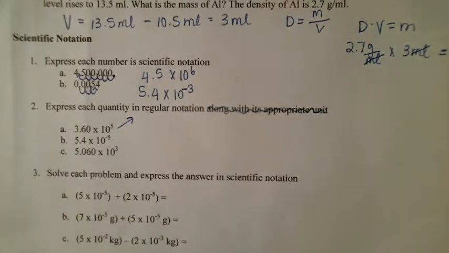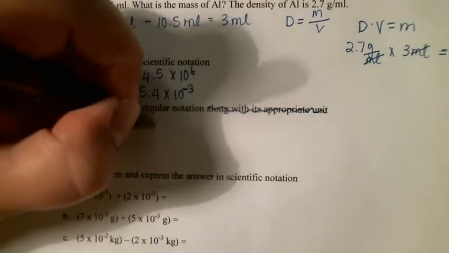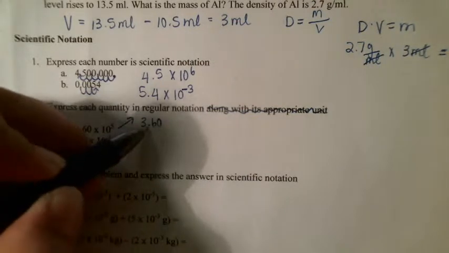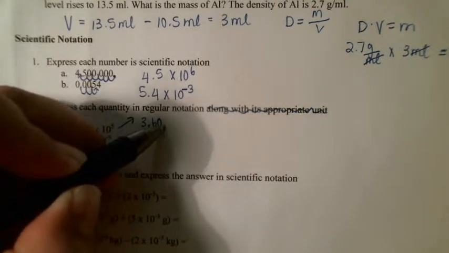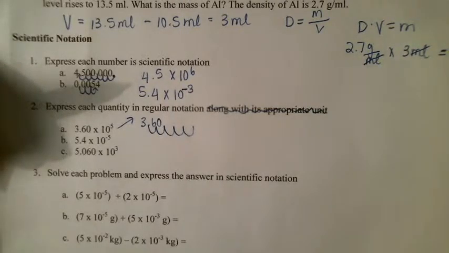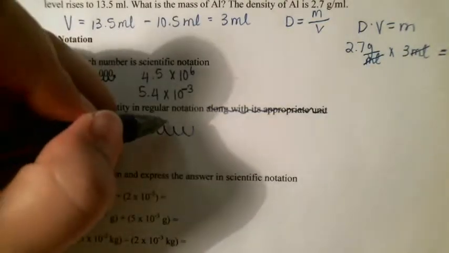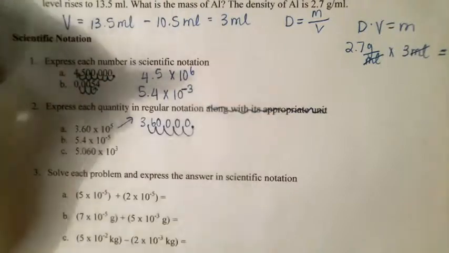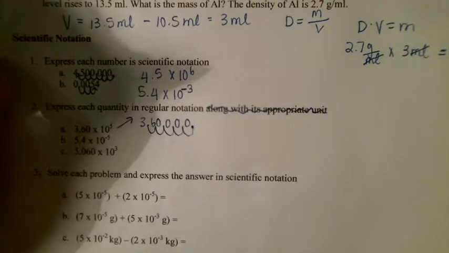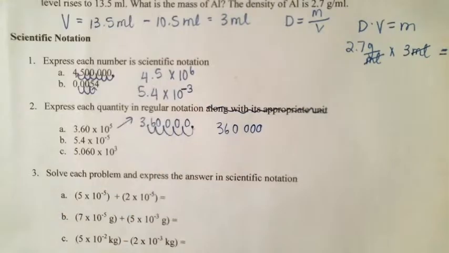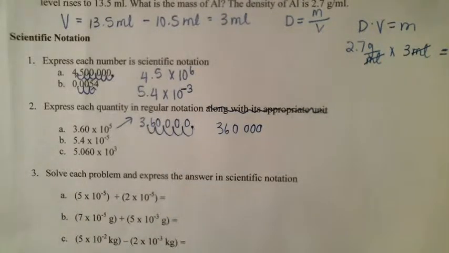So here, 3.60 times 10 to the 5th. We're going to hop this decimal point 1, 2, 3, 4, 5 times to the right. Wherever there are little spaces, we're going to fill in zeros. Our decimal point is right there at the end. So our answer is 360,000.